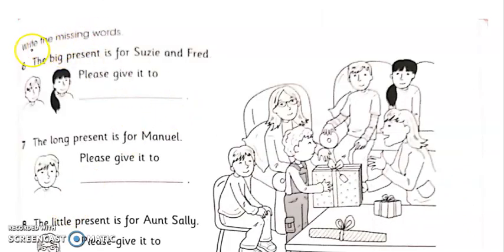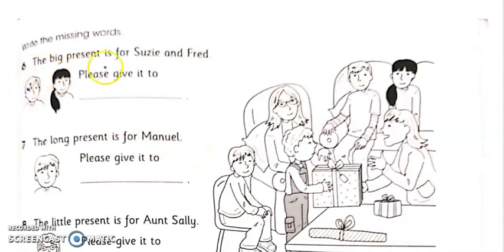Then on the last page, write the missing words. You will write indirect object pronouns here on the lines. If it is plural, you will use a plural pronoun. If it is a girl, you will use she or her. If it is a boy, you will use him.